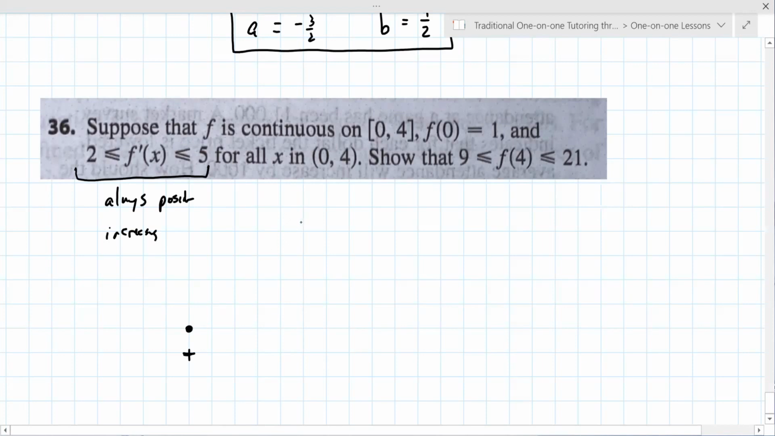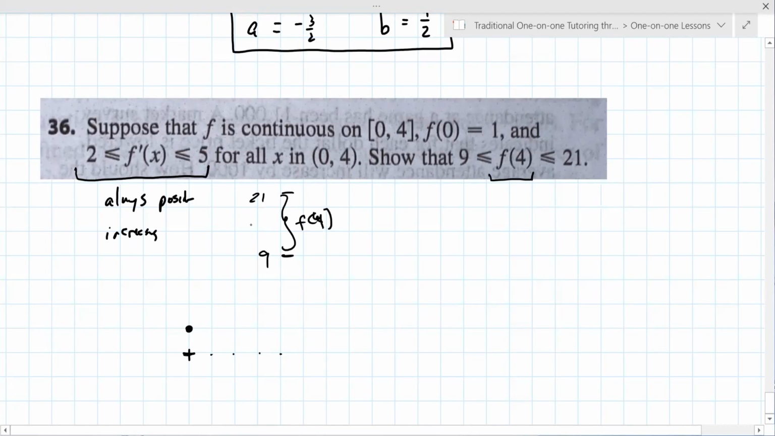They're saying f of 4. So here's 1, 2, 3, 4. This is not to scale now, but f of 4 is somewhere between the y value of 9 and the y value of 21. And that's what they're trying to have you show, that f of 4 is somewhere in here.